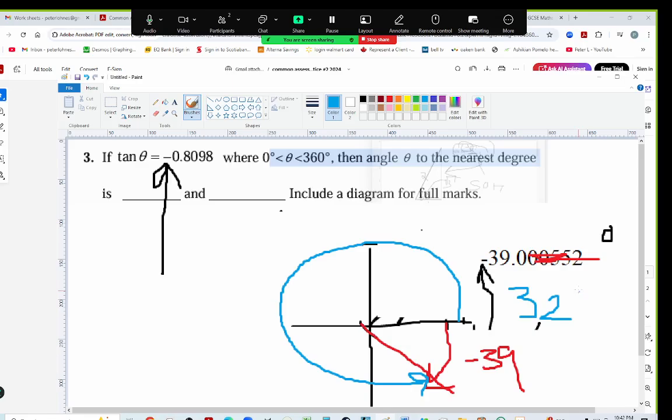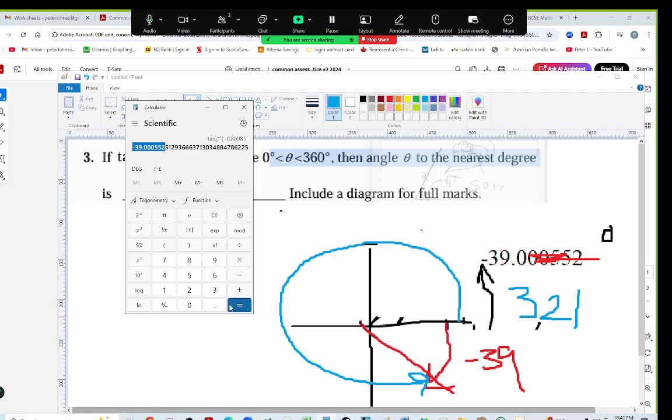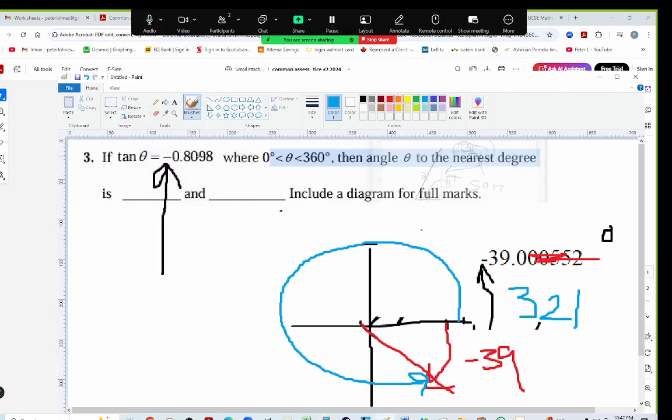To confirm, if you're worried, did I get this right? Did I remember listening this correctly? If we take 321 in our calculator and we hit tan, we should get the number that they've asked in the question: negative 0.8097. It's 98 because it's rounded up. Doesn't matter. We got the number. So this one is correct. 321 is a correct answer.